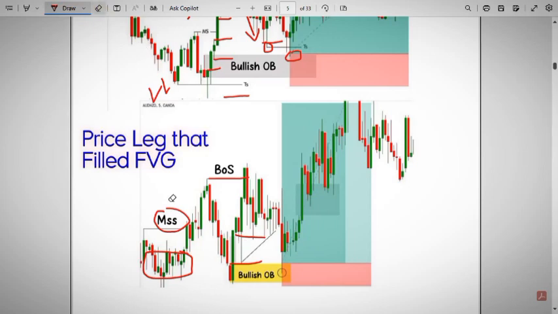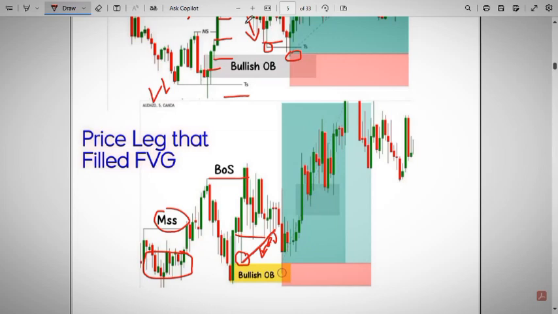But what we need to know is price didn't tap into our order block. You see that? Price didn't tap into the order block there. Okay. Missed the order block by a few pips, very few pips, and went higher there. And then we had this trend line being formed again. Okay. You see what happened? Price was just filling a fair value gap and creating a trend line.